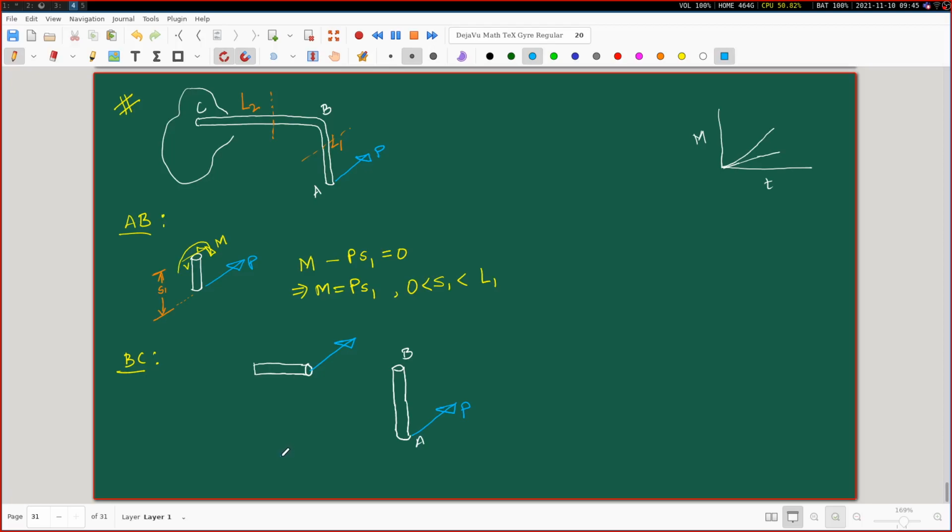Now this moment PL1, you tell me it is... suppose I say that this is X and this is Y and this is Z. That moment PL1 you are talking about, that is directed along which axis? Along X axis. Very good. So along X axis, fine. So along positive X axis or along negative X axis? So negative.